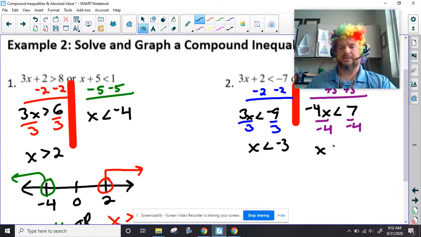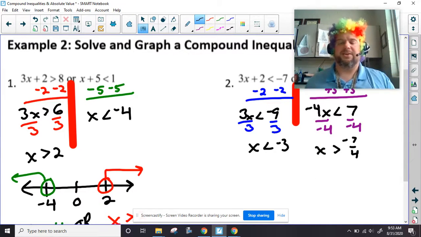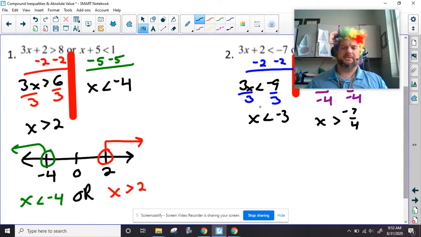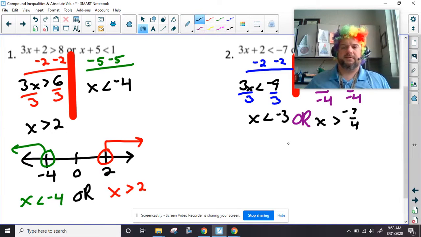So I get x is greater than -7/4. Believe it or not, as a fraction, that's really close to -2, just not -2. If I was graphing this, for this one I would just put a big "or" right here in the middle because they're on the correct side.